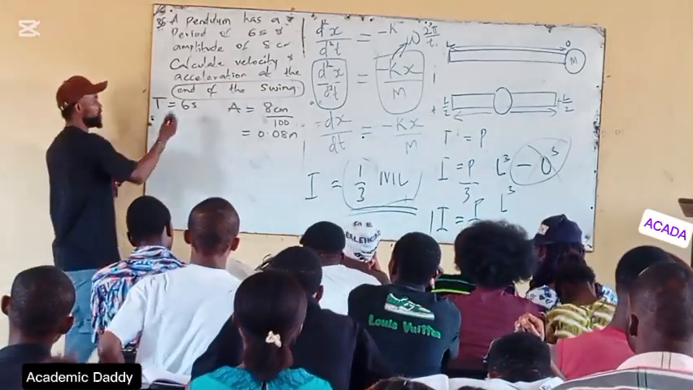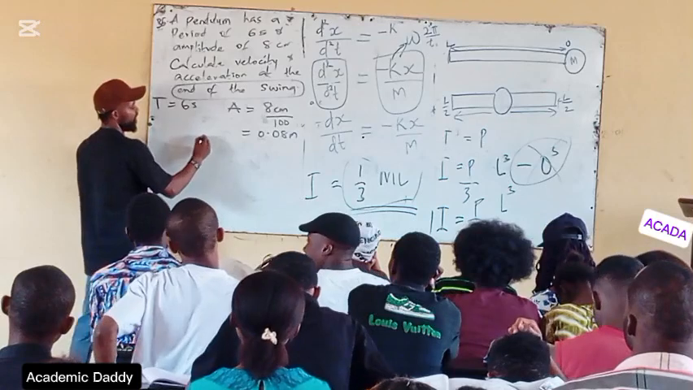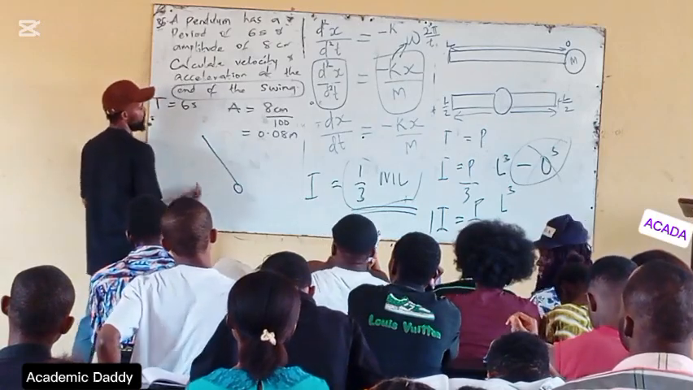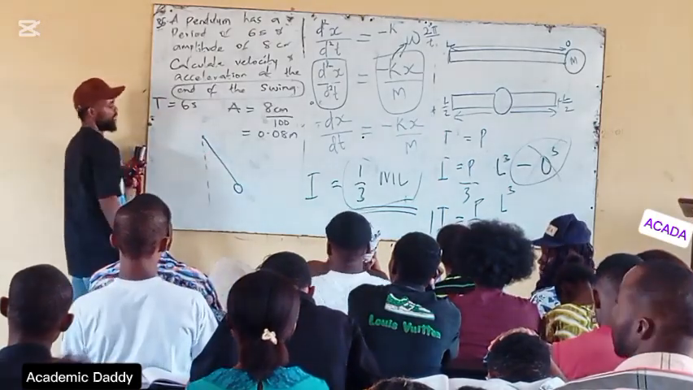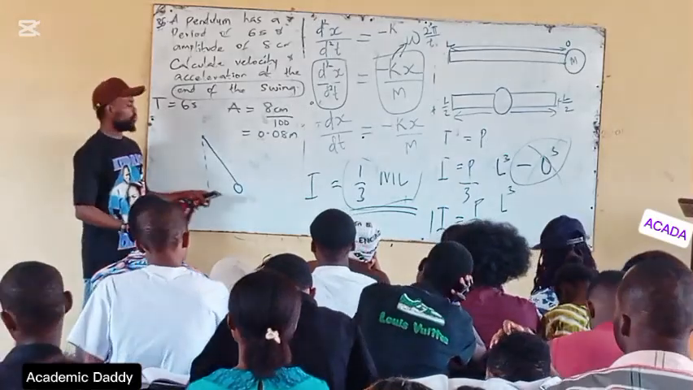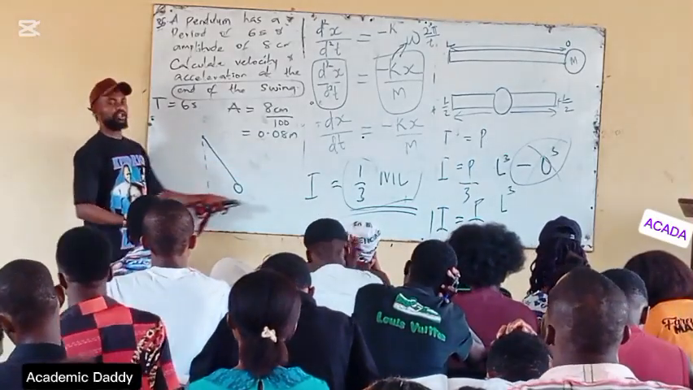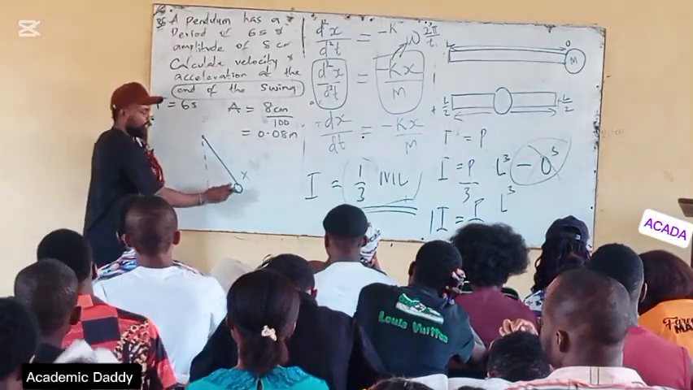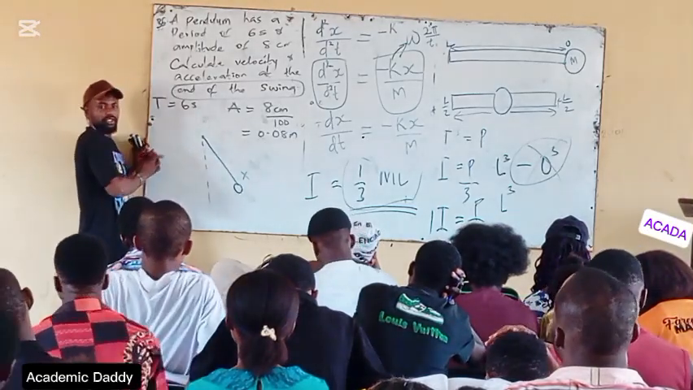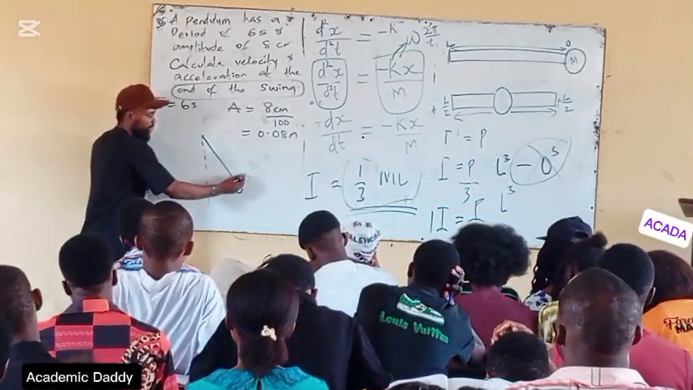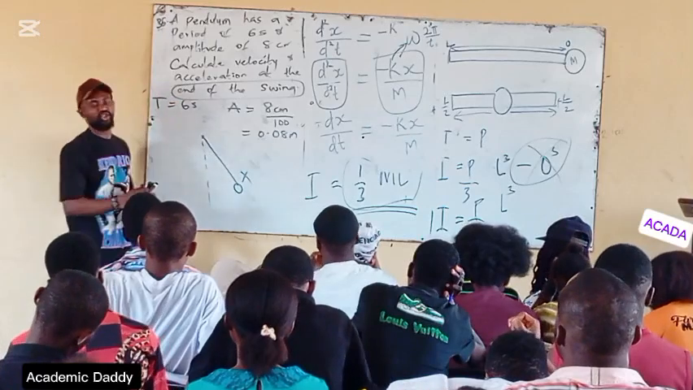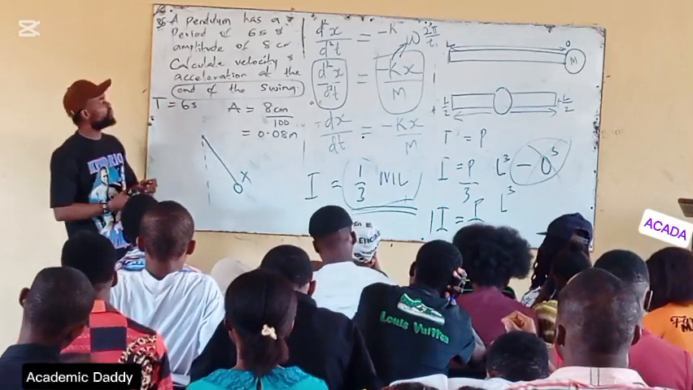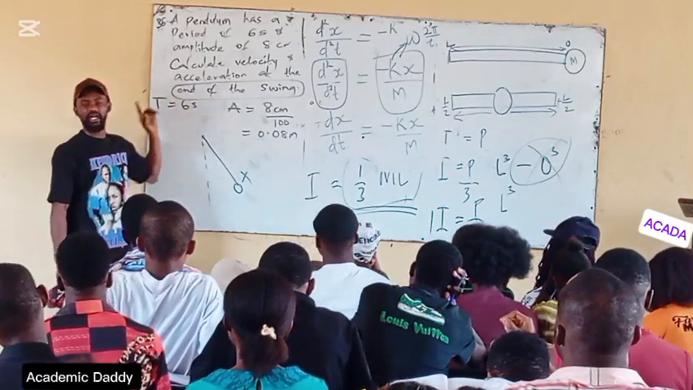So let's analyze this now using our simple pendulum. If I have this to be my simple pendulum swinging, at this point, when it goes to the end, notice that there will be no movement. Is it not true? At this point, it will stop, then go again. So at the end point here, automatically, anytime they ask you to calculate velocity at the end, your answer should be 0.